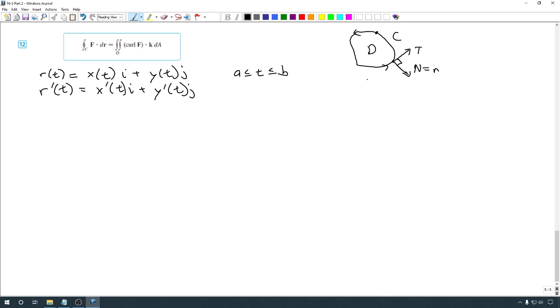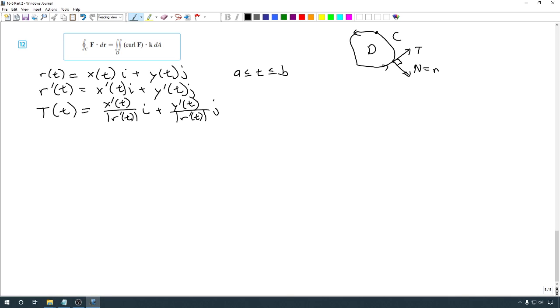That is a tangent vector to the curve, so that would be pointing in the same direction as T, but in order to actually get T itself, we would take this result and divide by its magnitude. We can make it x prime of t over the magnitude of r prime of t plus y prime of t over the magnitude of r prime of t. So you just turn it into a unit vector.